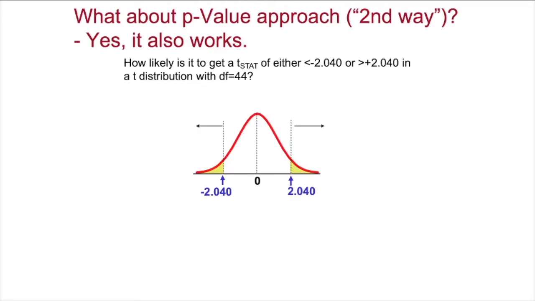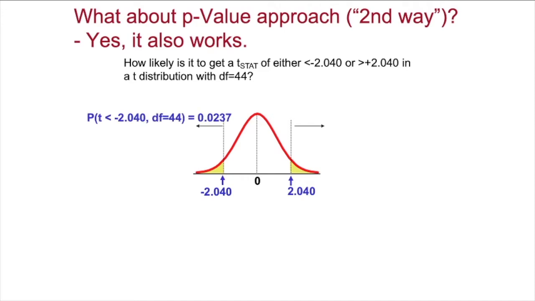So now some of you might ask, what about the p-value approach, which was the second way that we could make a hypothesis test? Well, it also works. Now that you have your t-stat, all you need to do is find the p-value, which, if you remember, is just the probability of having found a t-stat that is like the one you found or more extreme. So in this case, it's going to be the probability of a t-stat being less than minus 2.040 or greater than plus 2.040 if we have a t-distribution with degrees of freedom equal 44.